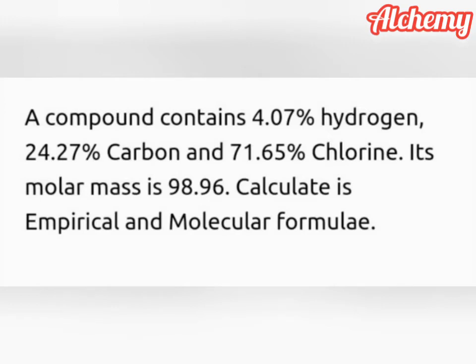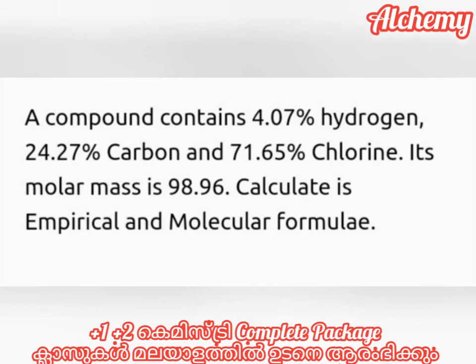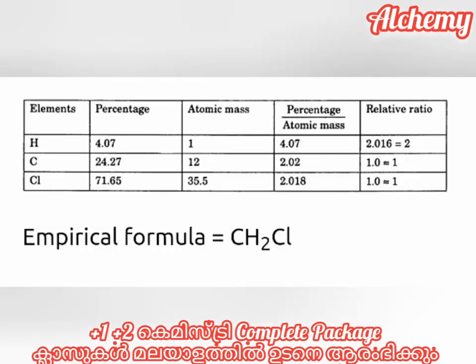A compound contains 4.07% hydrogen, 24.27% carbon and 71.65% chlorine. Its molar mass is 98.96. Calculate the empirical formula and molecular formula. This is the easiest way of solving these kinds of questions.